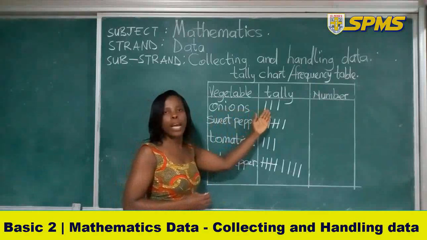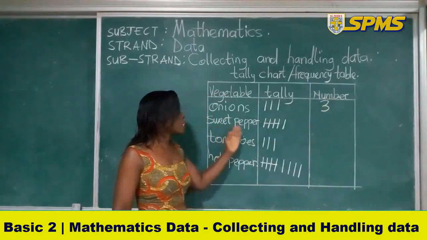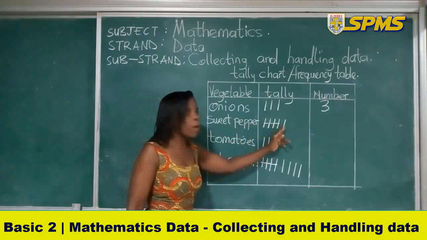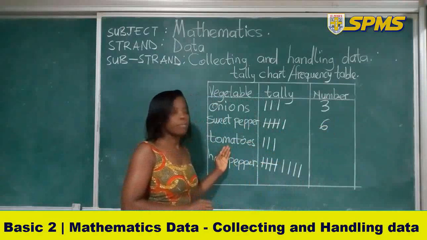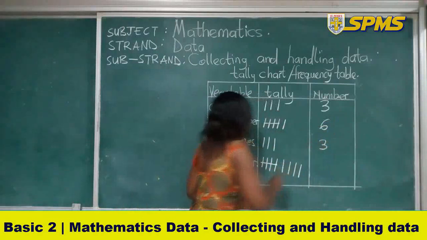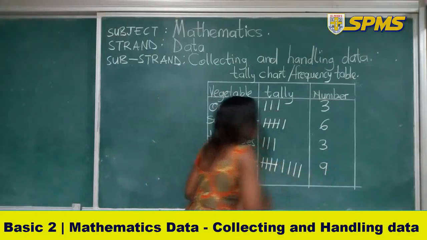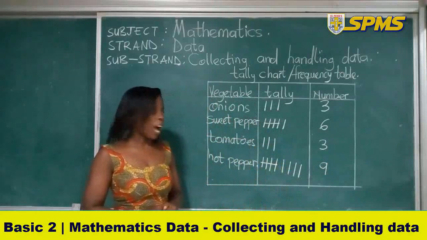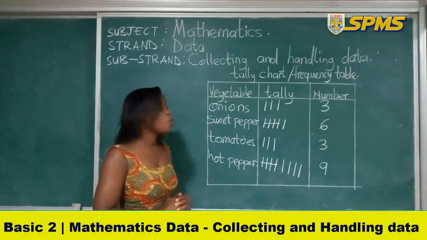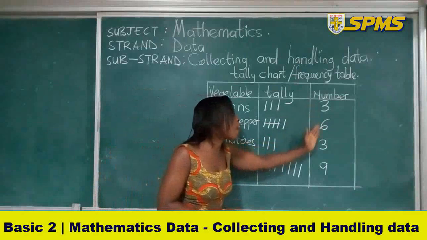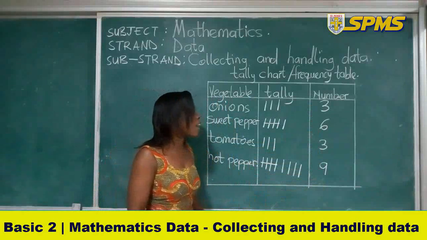Now let's count and give the total number of the tallies of each vegetable. Onions, how many tallies did we get? Three. So you write three. Sweet pepper. We had five plus one. Six. Tomatoes. Three. Hot pepper. Nine. Are we done? We are halfway done. What do you need to do? You need to count the total number of items you had.